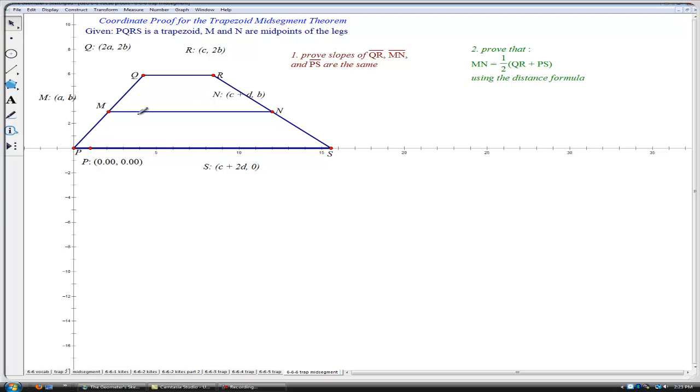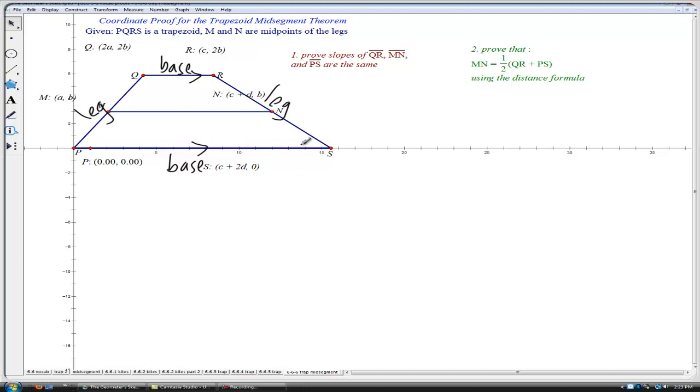Alright, so what is a midsegment? A midsegment is connecting midpoints of the legs. So what we have here is the two legs and the two bases. And remember, the bases by definition are parallel. So as we find the midpoints of the legs, we will connect them.